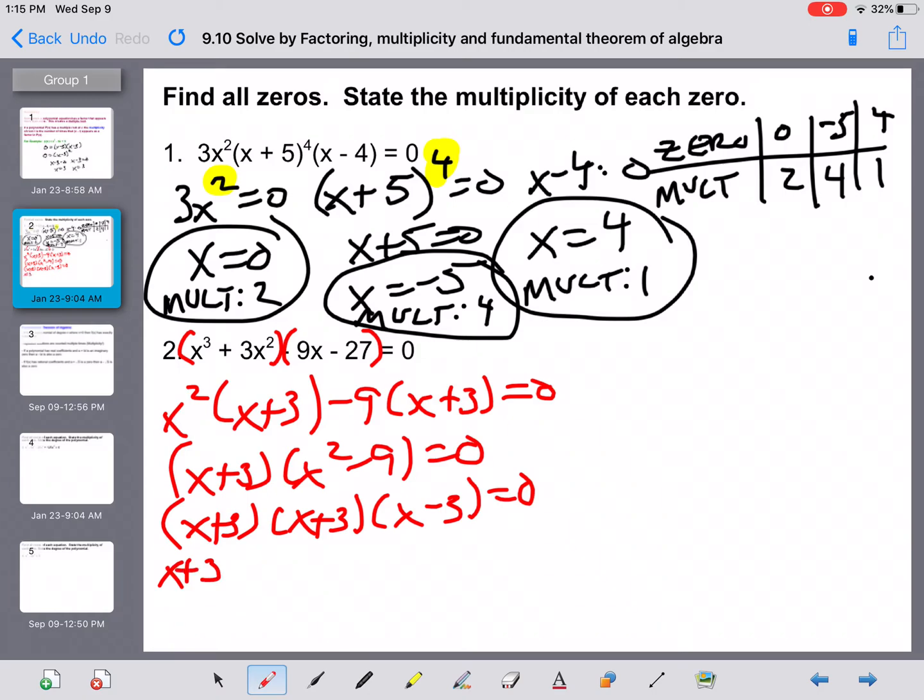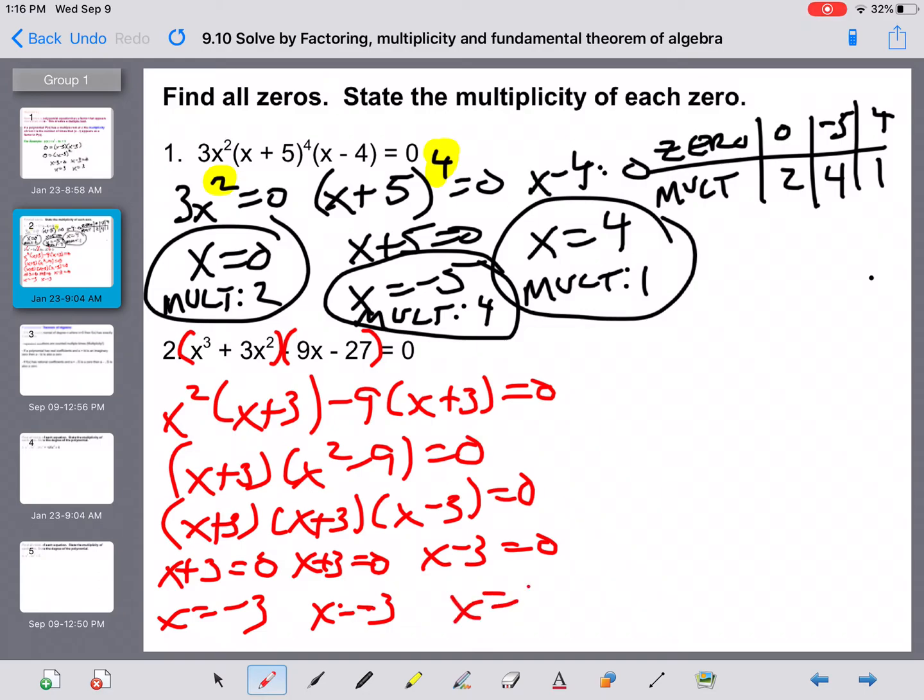or when we set this equal to 0 using the zero product property, you're going to see that we get negative 3 twice as a final answer. So we get x equals negative 3, x equals negative 3, and x equals positive 3.